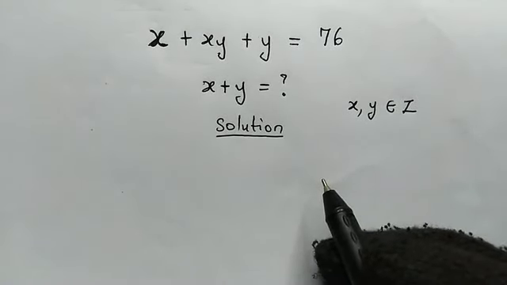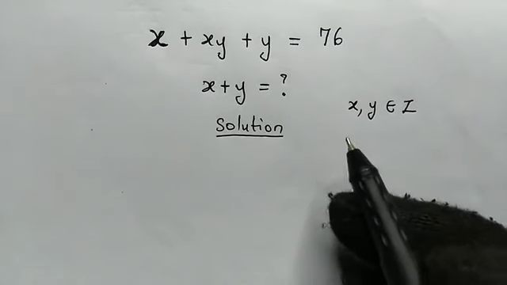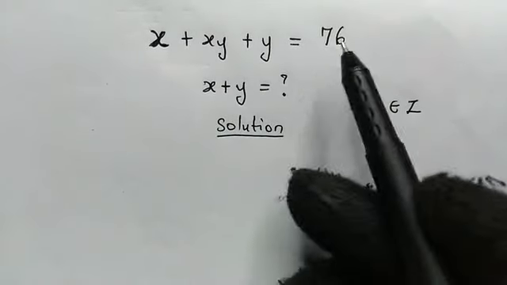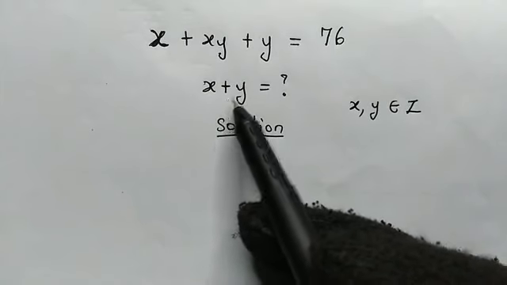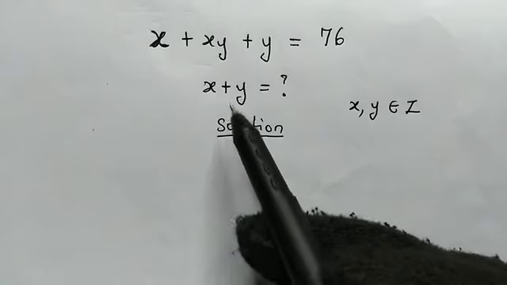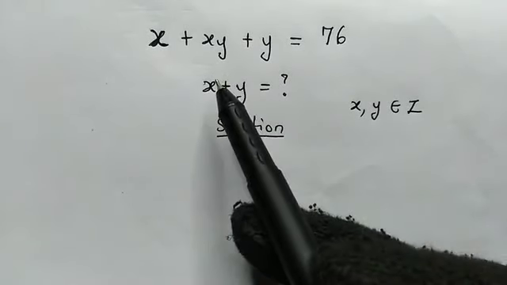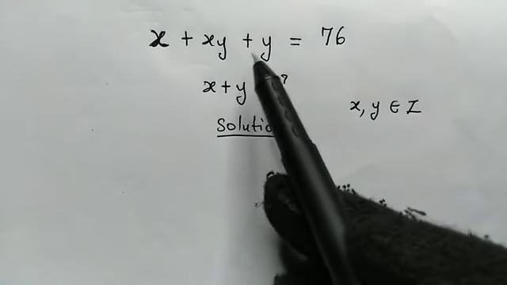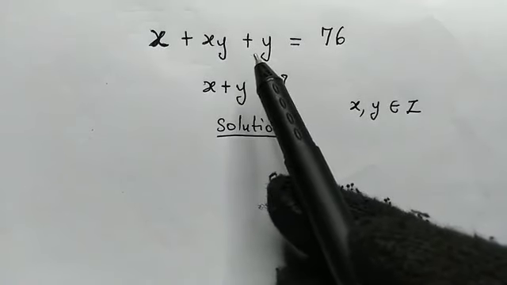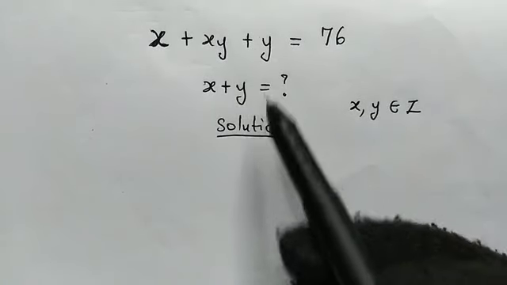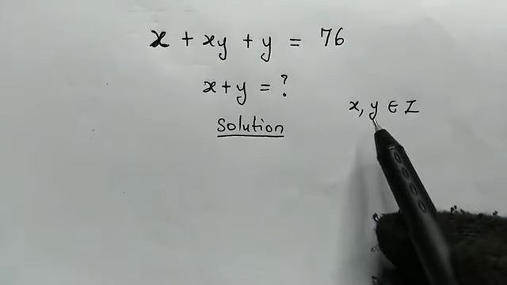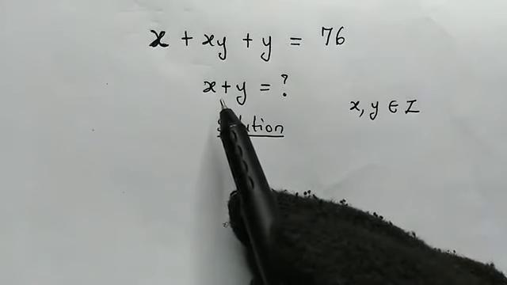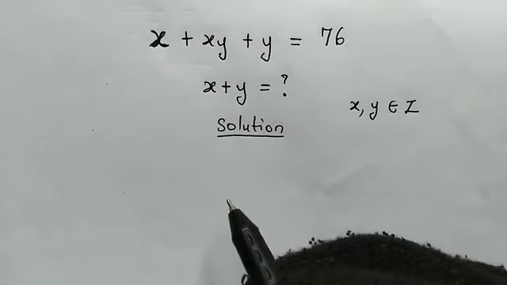Today we have this interesting Olympiad mathematics problem. Here we're given this equation, x plus xy plus y equals 76, and we'll be evaluating x plus y. Carefully looking at this equation, it is just an equation involving two different variables. So what do we call this kind of equation? This kind of equation is called a Diophantine equation. Now x and y are integers, so let us figure out the possible values for x plus y.